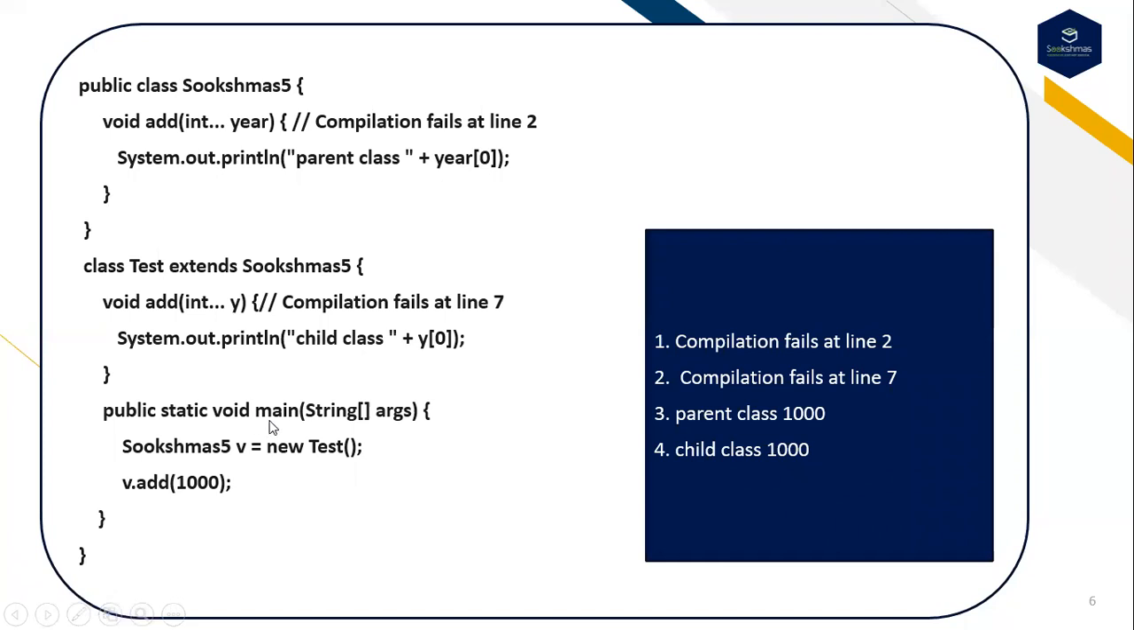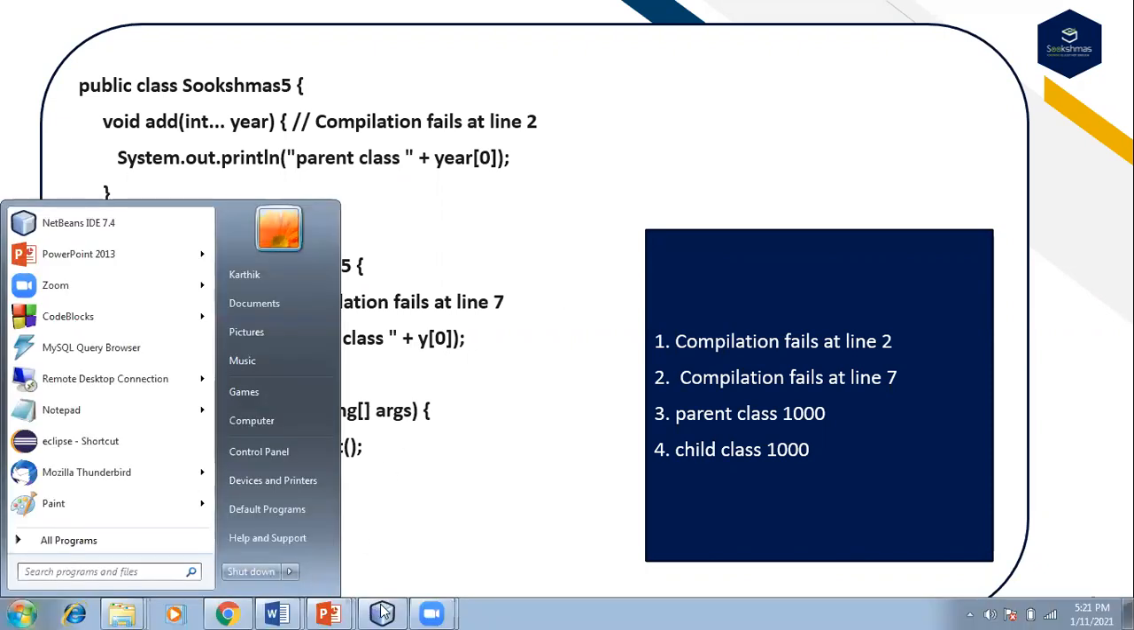So here execution of the program begins from the main. Here I have created a reference of the parent class and an object of the derived class. This concept we call upcasting. After that, with the help of the reference, I'm calling add and also passing 1000. So definitely it will invoke the method which is present in the derived class. So it will display child class followed by 1000 on the screen. Why? Because this is a complete method overriding mechanism with the help of the variable arguments method. I will execute it and show you how exactly it works.